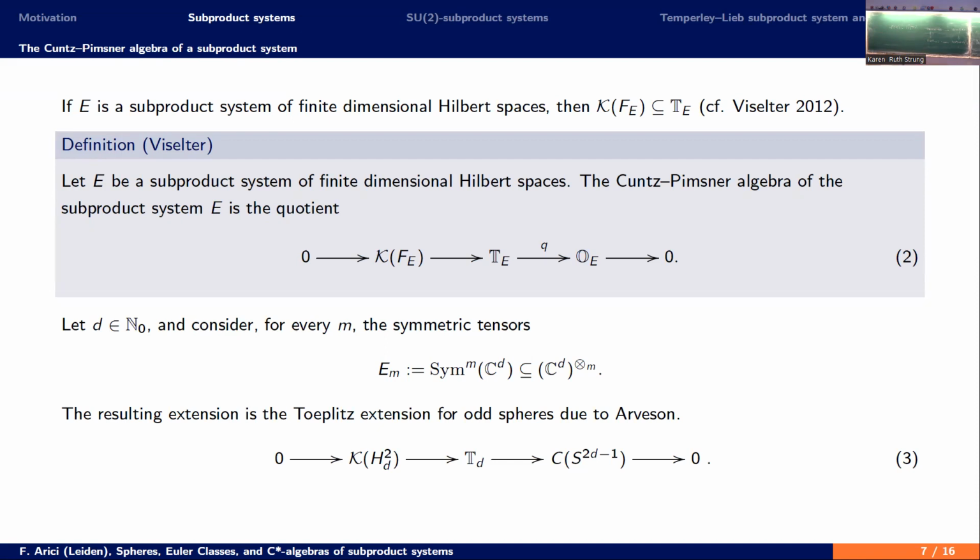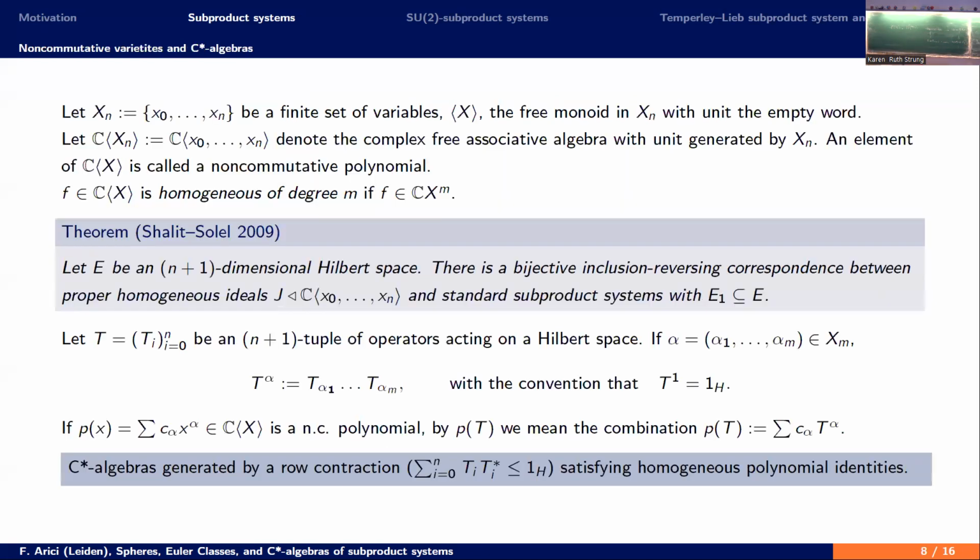Because if you fix an integer d and say that for every m, E_m is the m-th symmetric power of C^d, then the resulting Fock space is the symmetric Fock space that I just showed you, and the extension that you would get by this construction is exactly the extension that has the commutative functions on the (2d-1)-dimensional sphere as a quotient, and the Toeplitz algebra of the disk in the middle. So it's really the right setting to generalize the Toeplitz extension to the ball situation. Maybe it also works with multi-disks, but I'm not going to dwell on it.